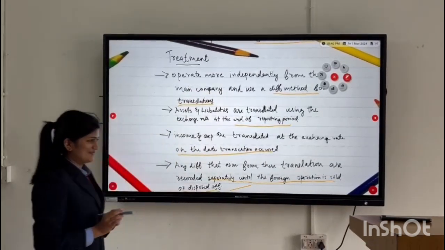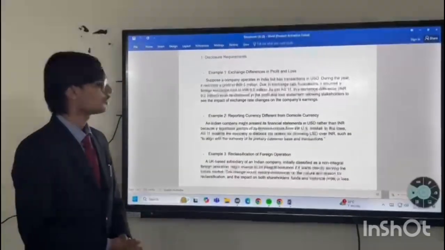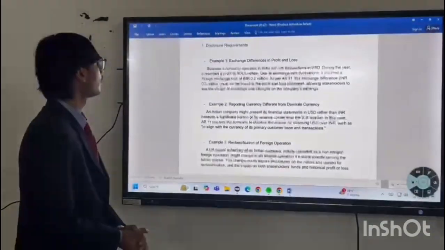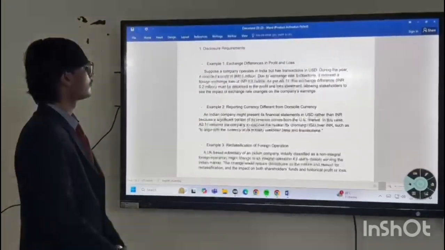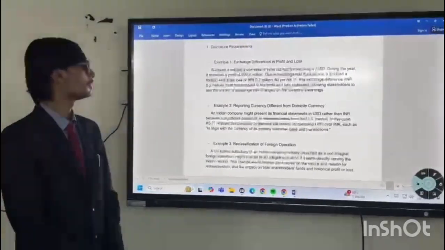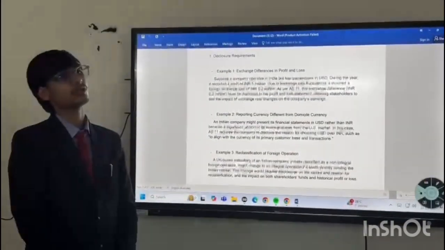So good morning all. Today we are going to be talking about disclosure requirements as per AS11, starting with exchange difference in profit and loss. As per AS11, the company should disclose the exchange difference in their profit and loss statement.